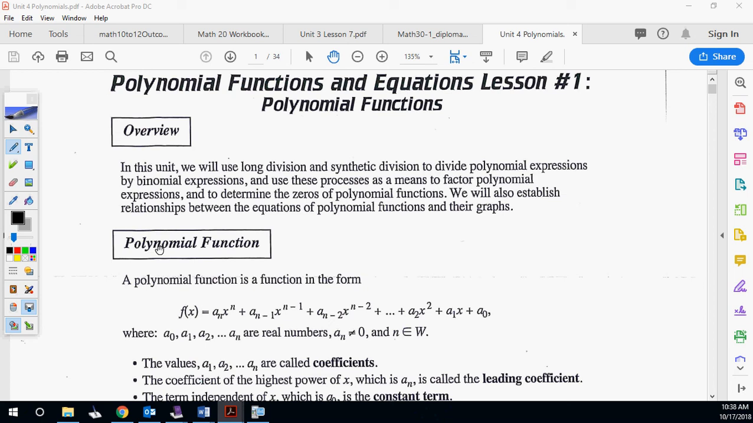Unit 4, Lesson 1, Polynomial Functions. So in this unit, we'll use long division and synthetic division. Remember I told you we're going to focus on synthetic first. I'll come back to long division second. By binomial expression, and use these processes as a means to factor polynomial expressions which are bigger than you're used to.